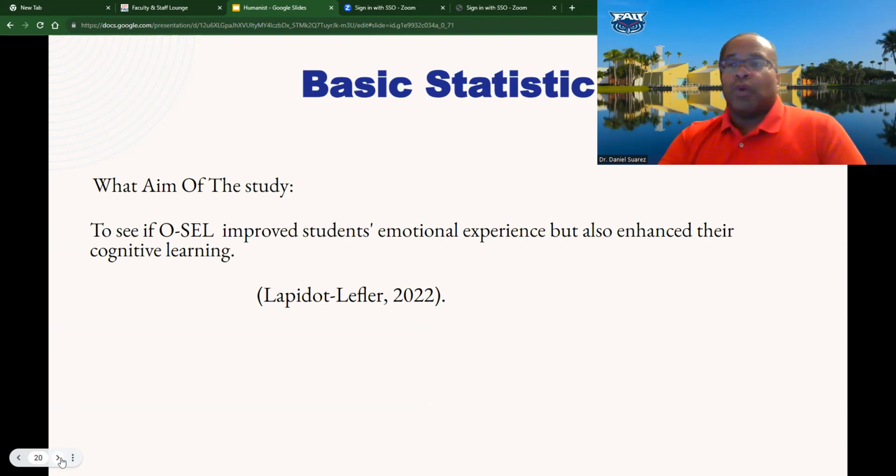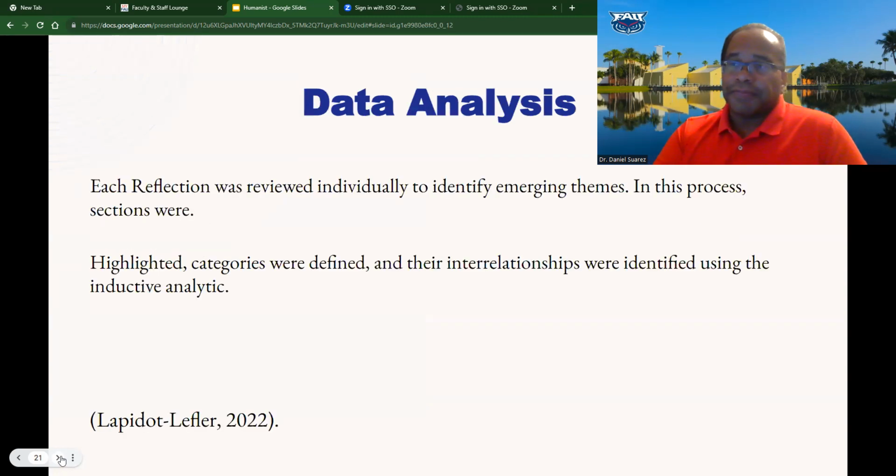Basic statistics. What was the aim of the study? Well, the aim of the study was to improve the emotional experience and to enhance cognitive learning, using the emotions to lift up the cognitive learning. With the data analysis, each reflection was reviewed individually and identified by emerging themes. In this process, the sections were highlighted, categorized, and their interrelationships defined, so that we could get the actual data in raw form.